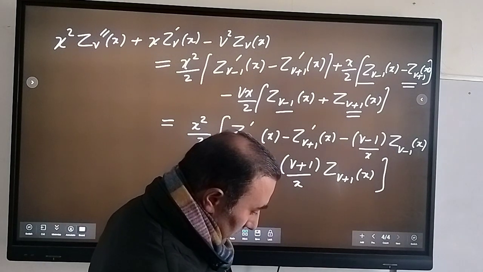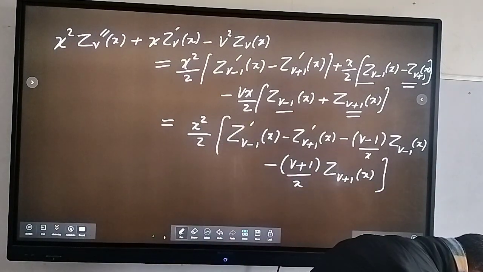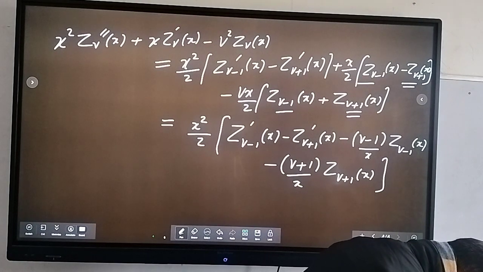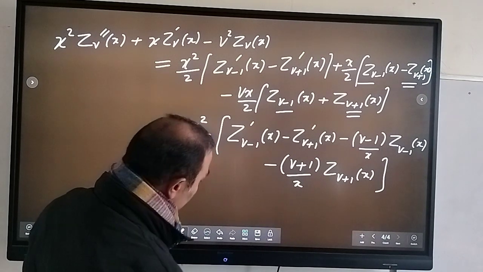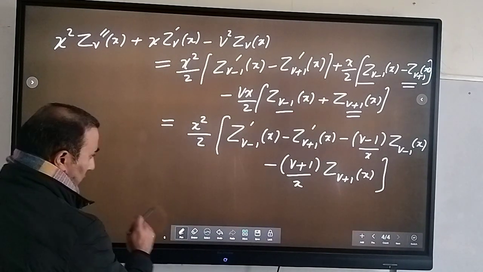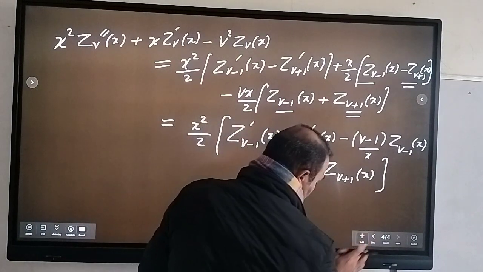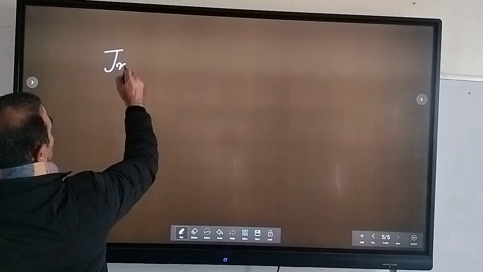Now we have one more relation. If you check that Bessel function, so let me write that. We can write this as, we know that this Jn of x is J(n-1) of x.